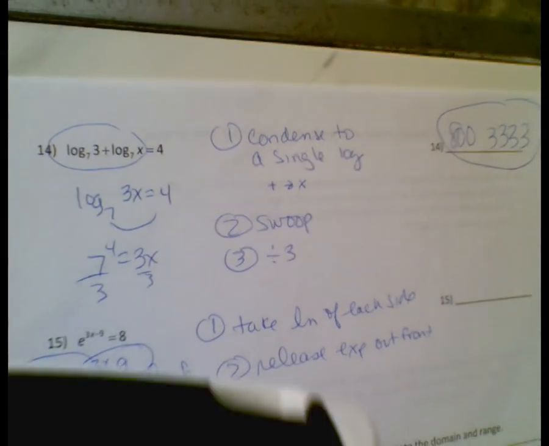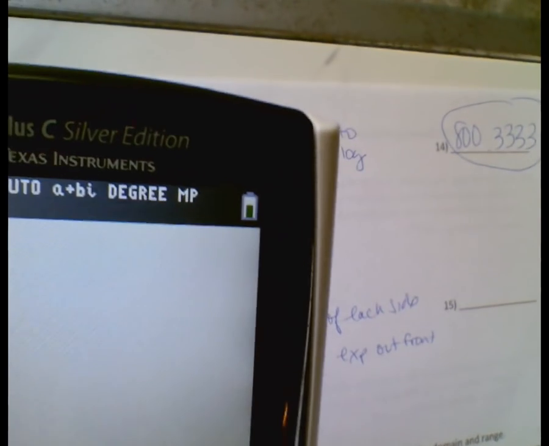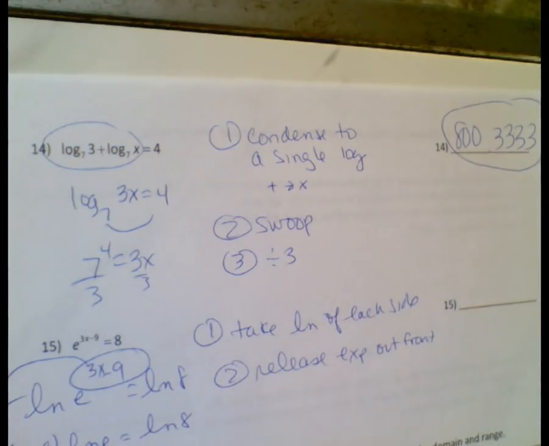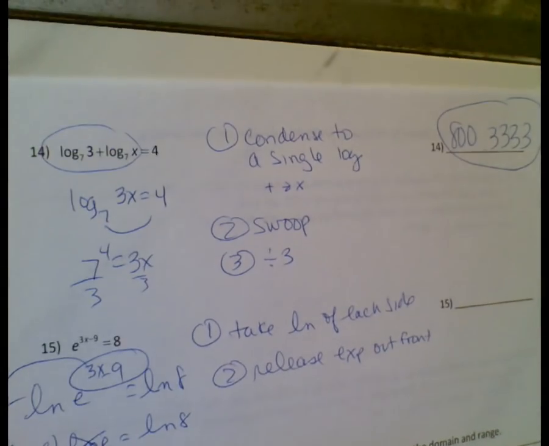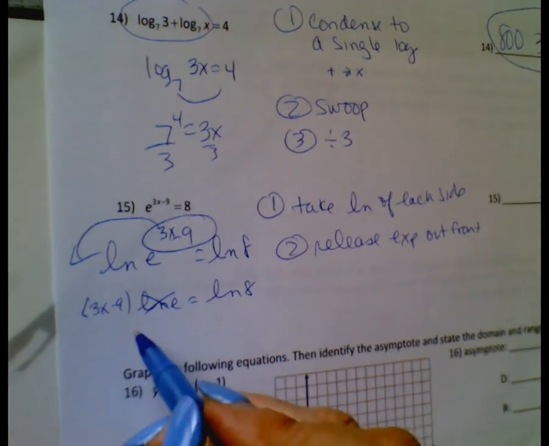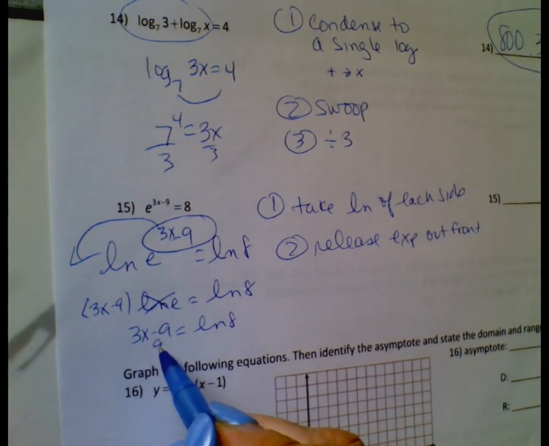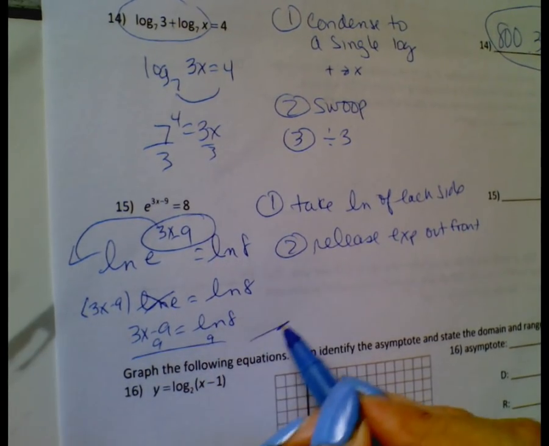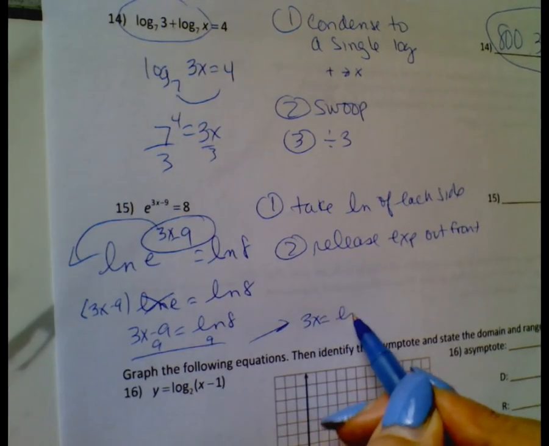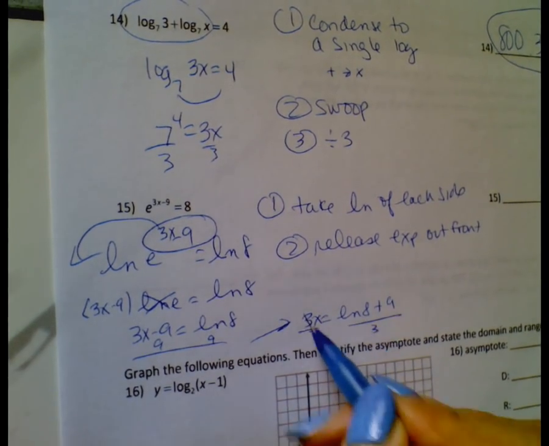Now you guys should remember, hopefully, that the natural log of e is just a 1. So when you have a natural log of e, I usually just ignore it because it's really just a 1. So I just cross it out. So now we have 3x minus 9 equals natural log of 8. So add 9 to both sides. Natural log of 8 plus 9, and then divide by 3.